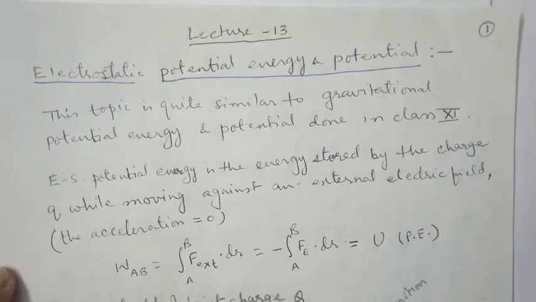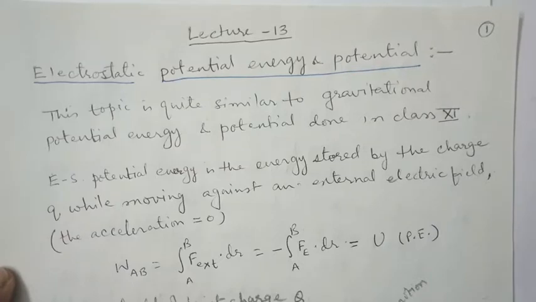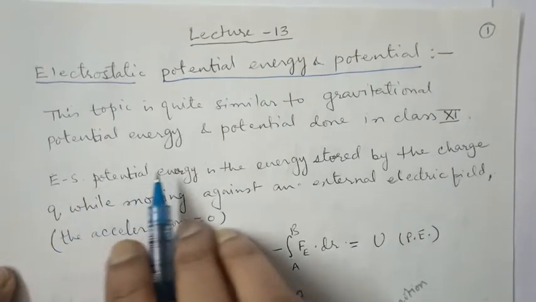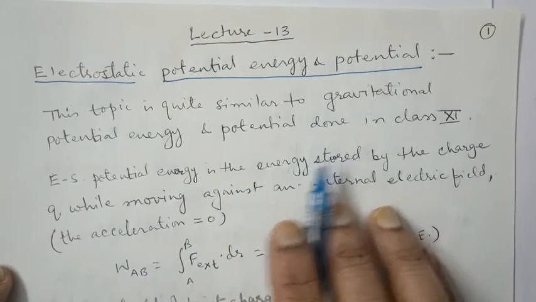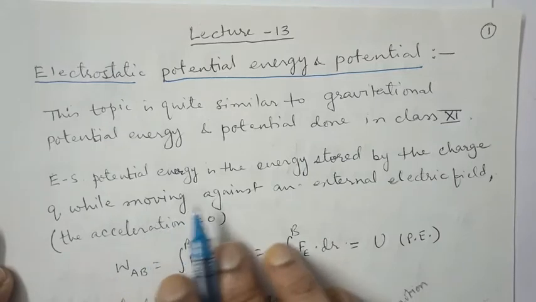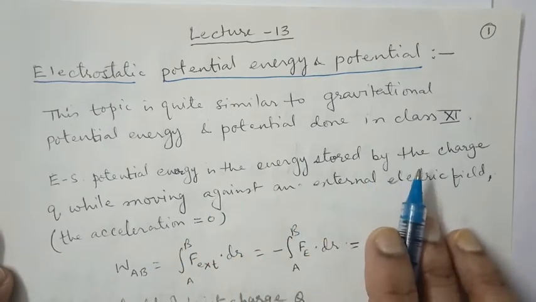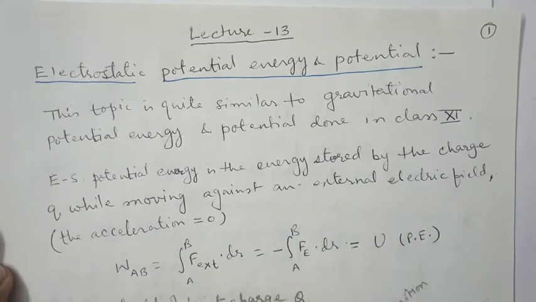Dear students, now in my present lecture, I'll be talking about electrostatic potential energy and potential. This topic is quite similar to the gravitational potential energy and potential done by you in class 11th. The electrostatic potential energy is the energy stored by the charge Q while moving against an external electric field.